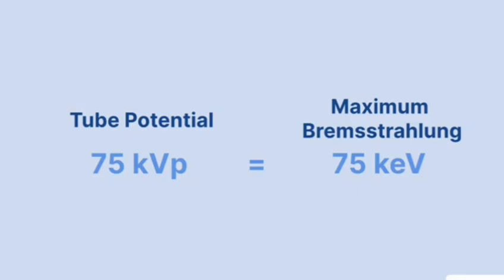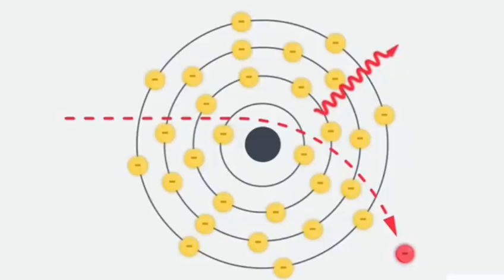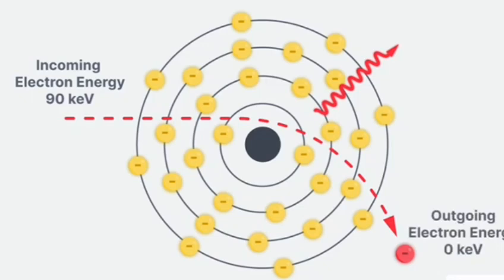And why is that? The energy of Bremsstrahlung radiation also depends on how close the electron passes to the nucleus. If the electron passes very close, as in this example, it will slow down significantly, change directions completely, and give up most of its energy as an X-ray photon. For example, if the electron approaches with an energy of 90 keV, it'll slow down to almost zero and release a photon with an energy of about 90 keV.